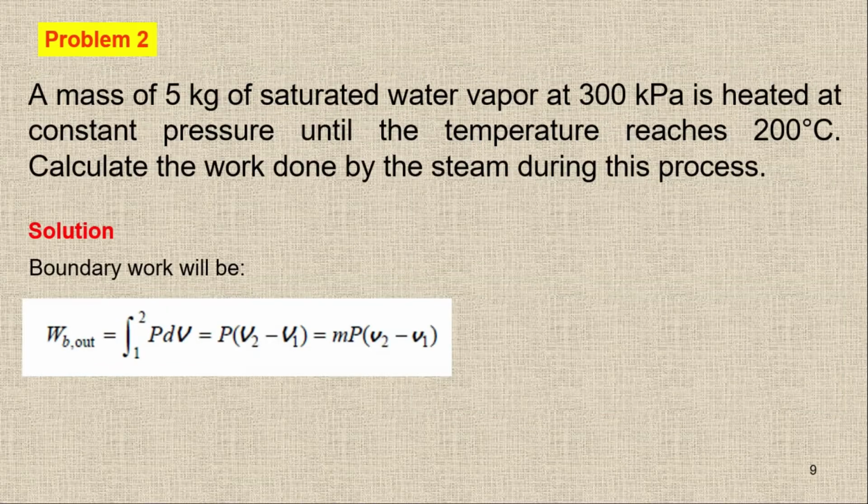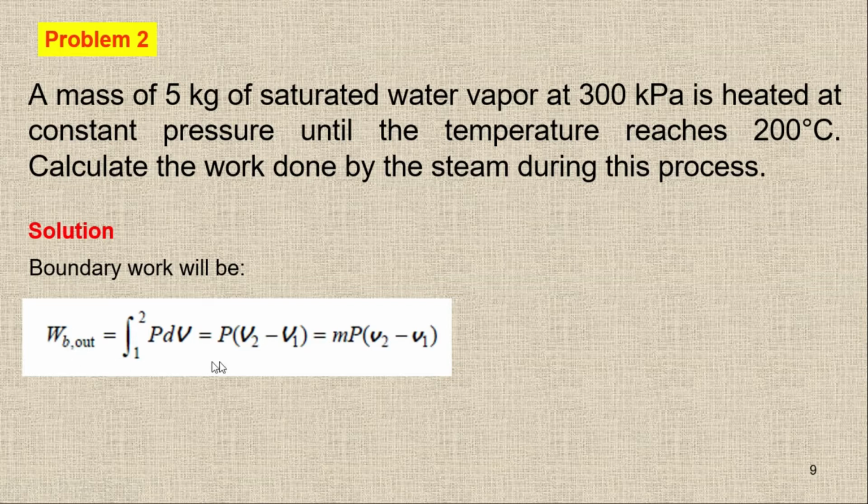Moving to the next question. Here we have a mass of 5 kg of saturated water vapor at 300 kilopascal, heated at constant pressure until the temperature reaches 200 degrees Celsius. Calculate the boundary work done by the steam during this process. Here you can see it's a constant pressure process, and mass is given, the pressure value is given, and the final temperature is given, which is 200 degrees Celsius. You have to find the boundary work. And since we have steam, not an ideal gas, you cannot use the PV equals mRT equation.